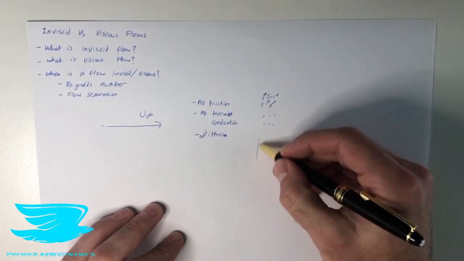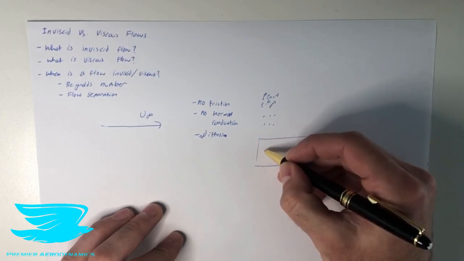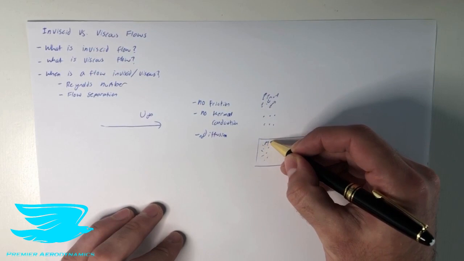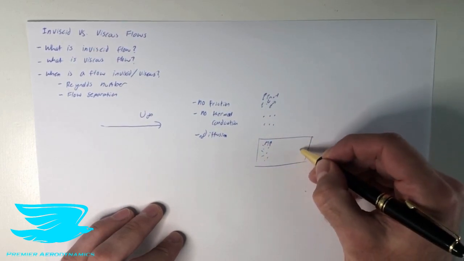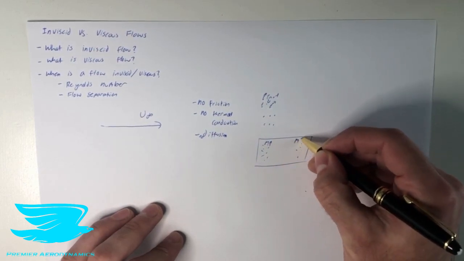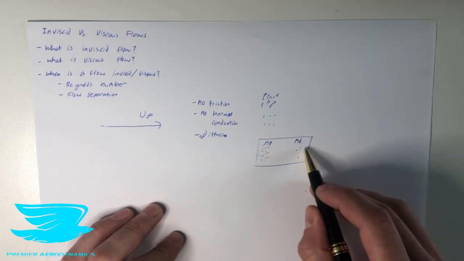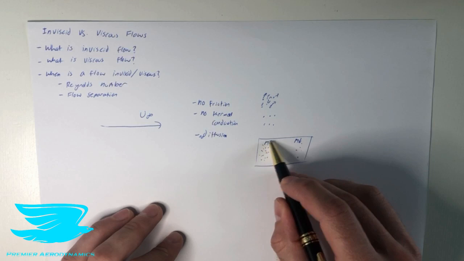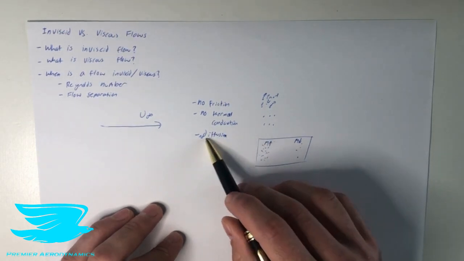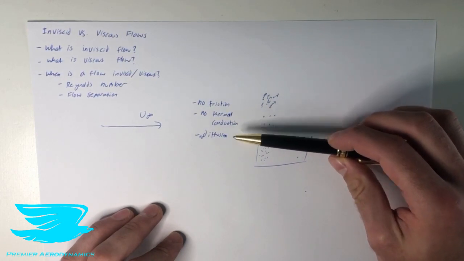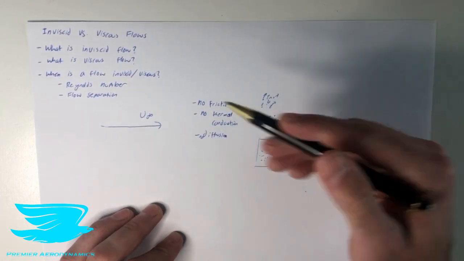So let's say we have a box, and over here we have all these particles dotted around and we have a high mass. So mass is very high. Over here we have few particles and the mass is very low. No diffusion means that these particles are not going to be moving into this part and transporting mass with them. So there's no diffusion. So why don't we really consider no thermal conduction and no diffusion, generally speaking, when we talk about an inviscid flow?